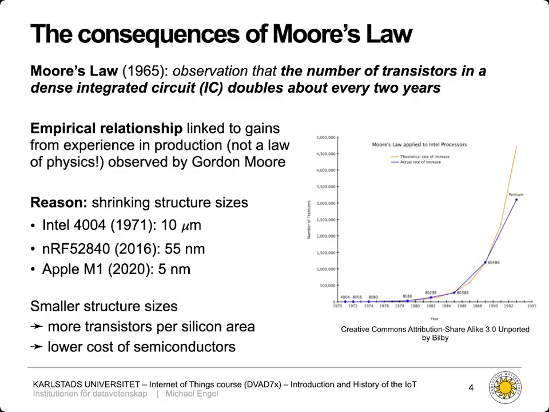And the current chips like the Apple M1, which was introduced in 2020, are running on 5 nanometers. So smaller structure sizes means we have more transistors per silicon area. So in turn, this means we have a lower cost of semiconductors. So we can nowadays obtain chips like microcontrollers for a few cents. So this means, in turn, for IoT applications, that we can afford to put a microcontroller in almost any device because it doesn't increase the cost significantly compared to all the other costs when developing a device.